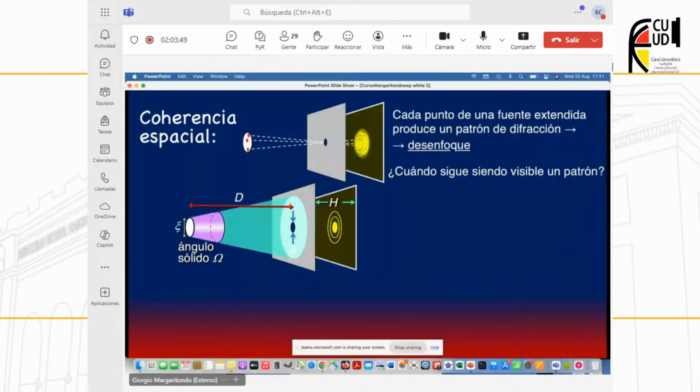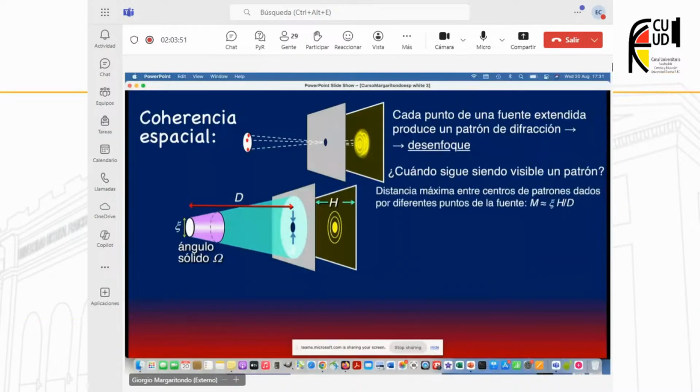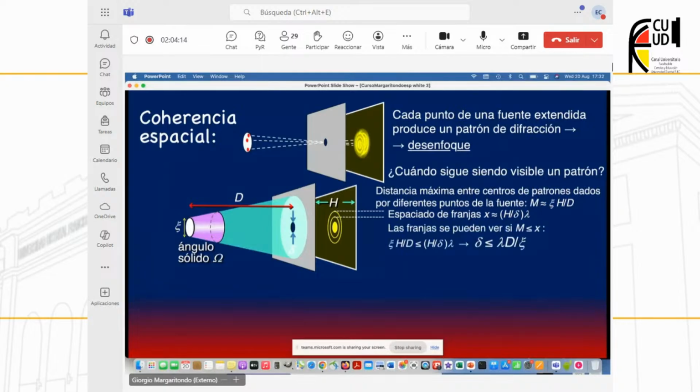You can take, once again, the distance between two adjacent fringes, and you must require that the maximum distance of emitting points in the source must not be such that the blurring is bigger than the distance between fringes. You can work out the condition, it's quite easy. And what you get is this condition for lateral coherence, this one.